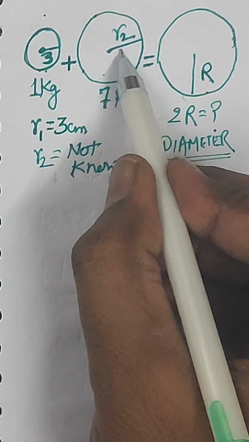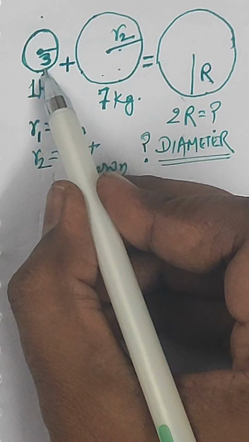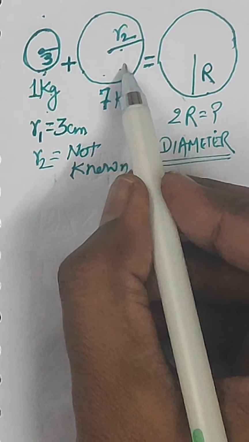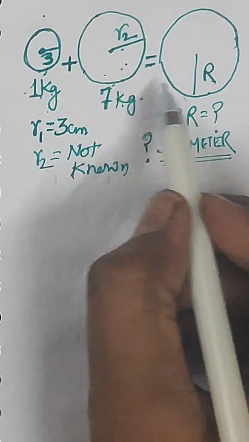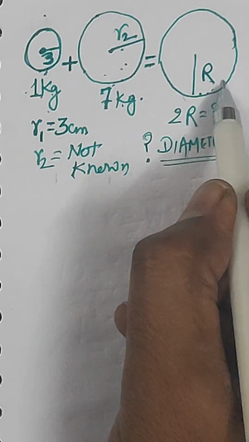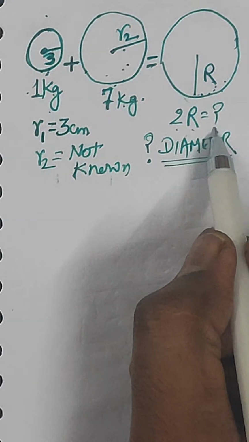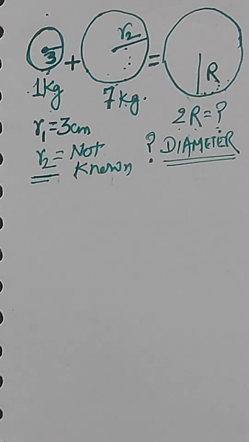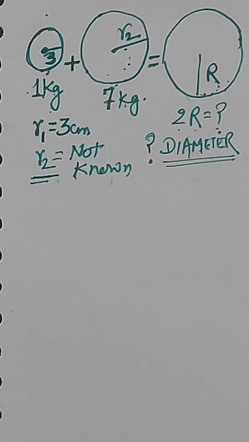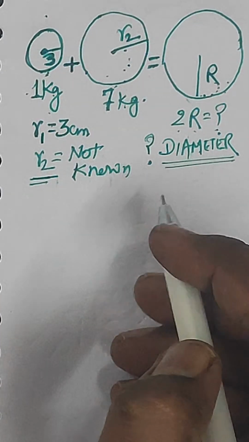If it would have been known, then definitely 4 by 3 pi r cube would be the volume of this solid metal sphere. 4 by 3 pi r2 whole cube will be the volume of this metal sphere, and you just add it and equate it with 4 by 3 pi capital R cube, and then on solving we will get the value of R, and accordingly we get the value of 2R. But this R2 is not known to us. This is the big challenge which we are having in this question. So to proceed forward, just think how to go ahead.